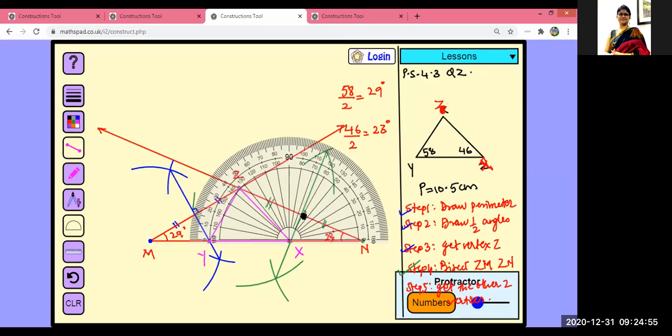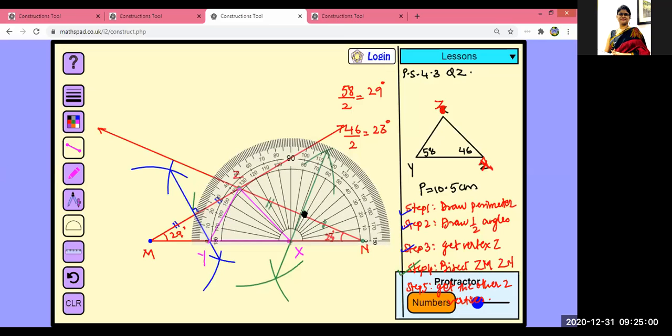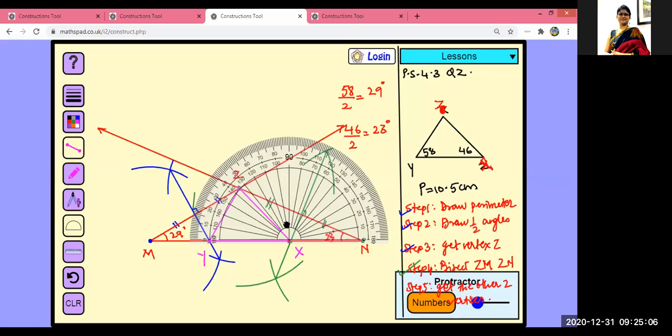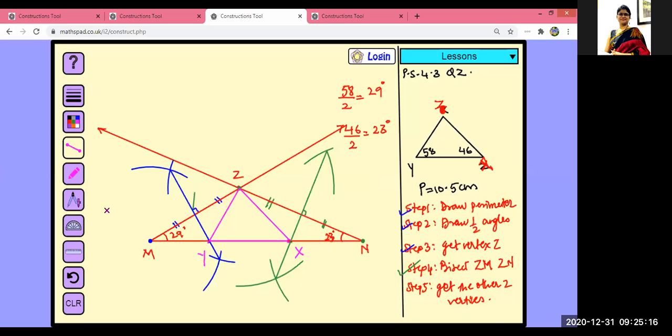And likewise, place this protractor on point X, the other angle should be 46. Yes, that is 46 degrees. So if you place it on X like that, and if you extend this pink line, you see this is somewhere more than 45 degrees, which is 46 degrees. Okay, just follow the steps, you will get it right.